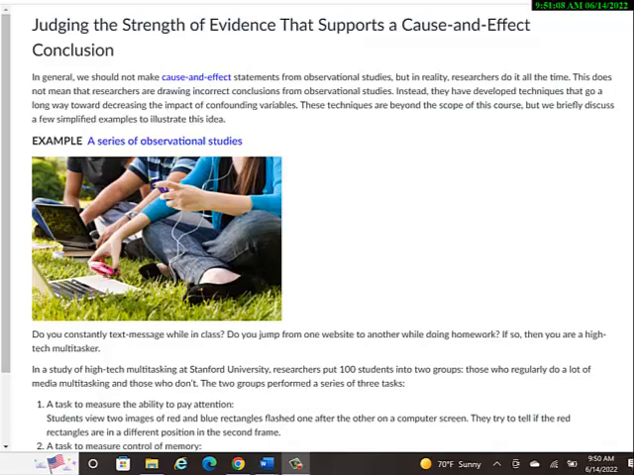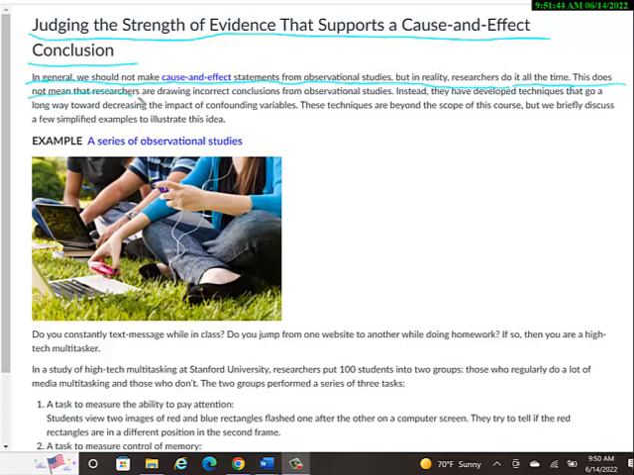We've talked about this in previous pages: researchers have done observational studies, and then in the headline you see on the news or on the internet, it says, oh, this one thing causes another. Click here for more details, something like that. So they'll say that there's a cause and effect relationship when really there's no evidence for that. We should not make cause and effect statements from observational studies, but in reality, researchers do it all the time.